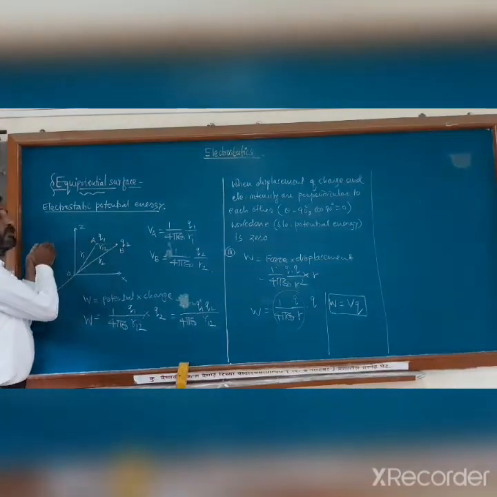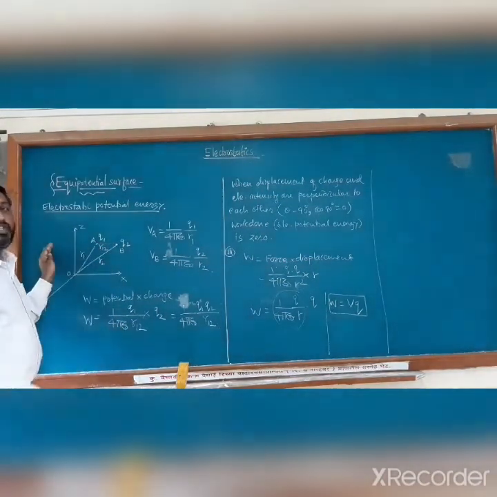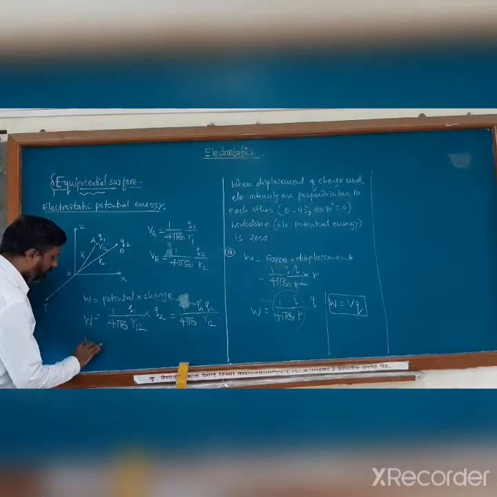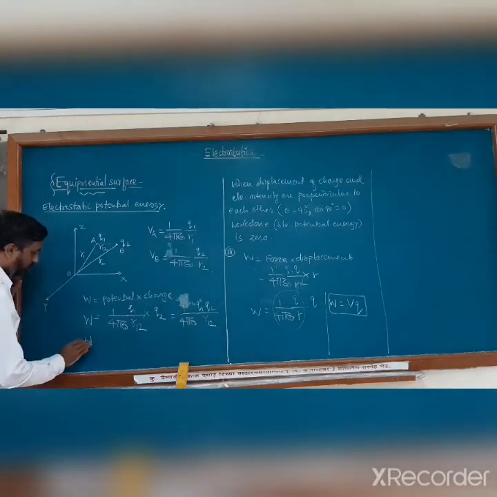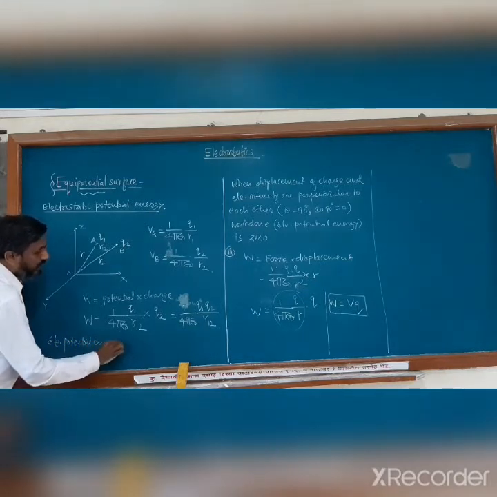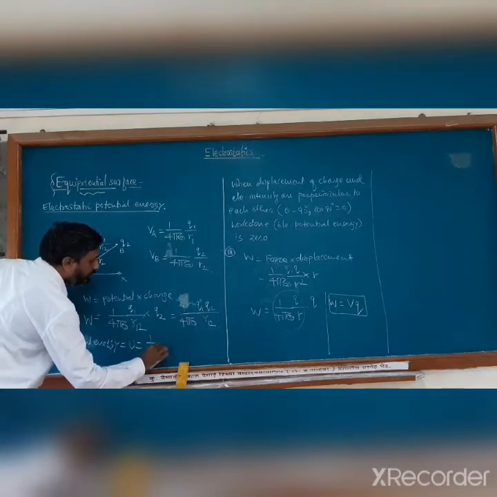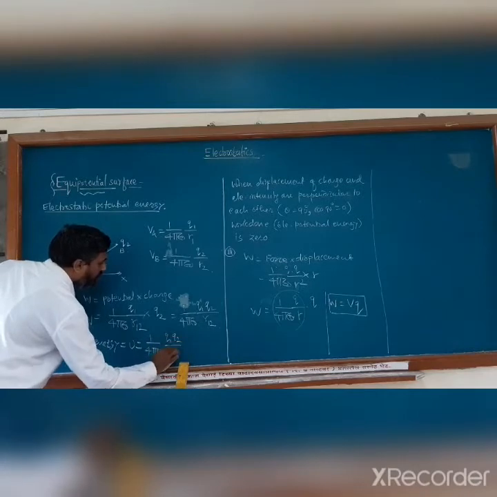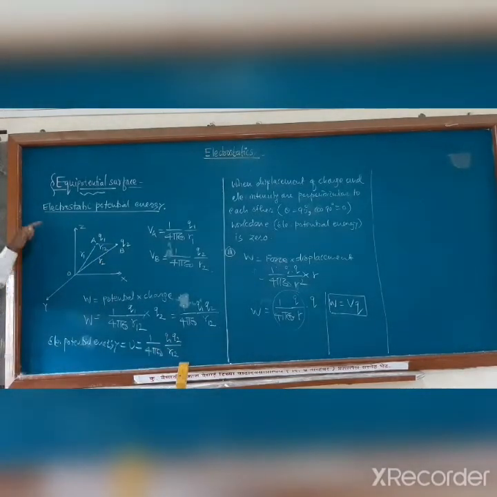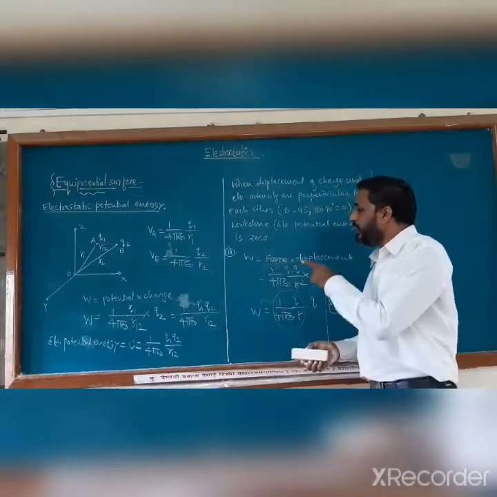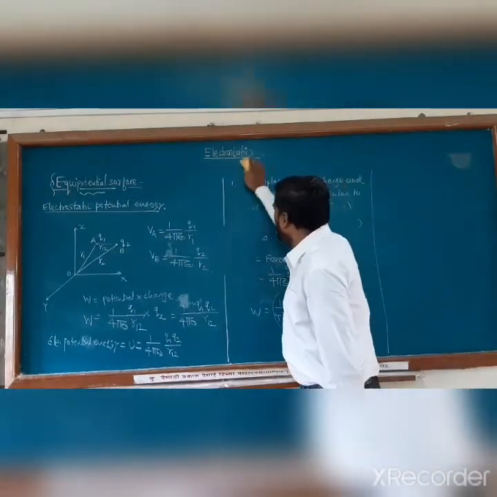But suppose the point is present somewhere else, then there will be sign changes. So the work done, or electric potential energy, whose symbol is U, I am writing here: electric potential energy U equals 1 upon 4 pi epsilon 0 Q1 Q2 divided by R12. Mention this also: when two charges are present, the electric potential energy is given in this way.